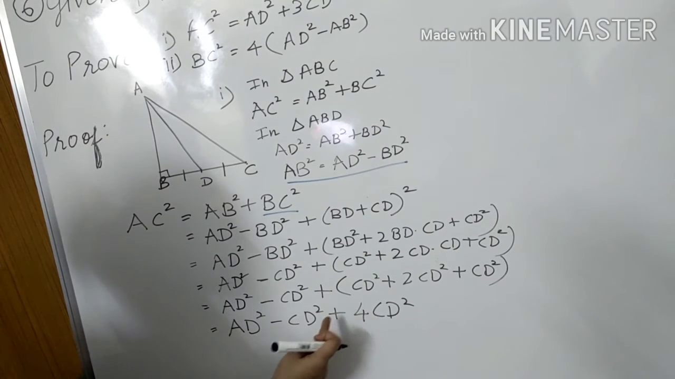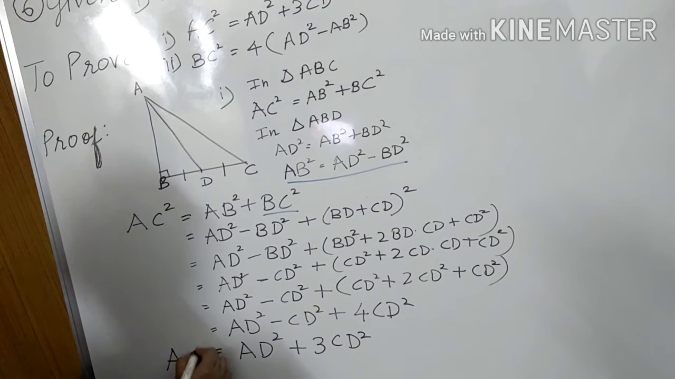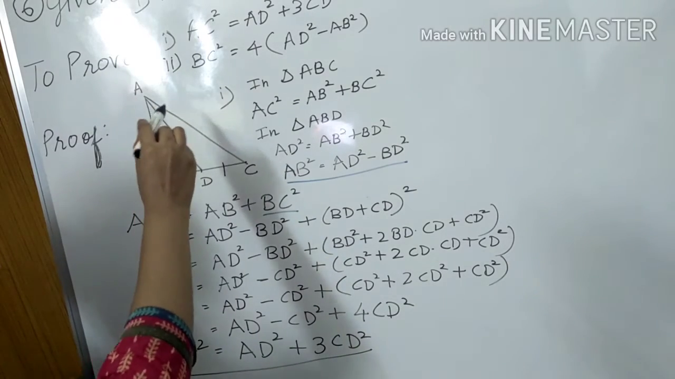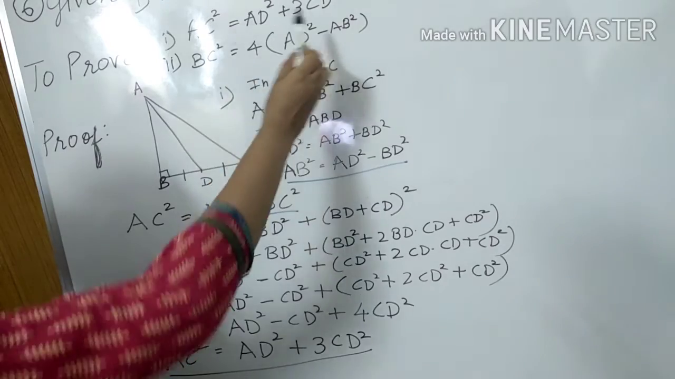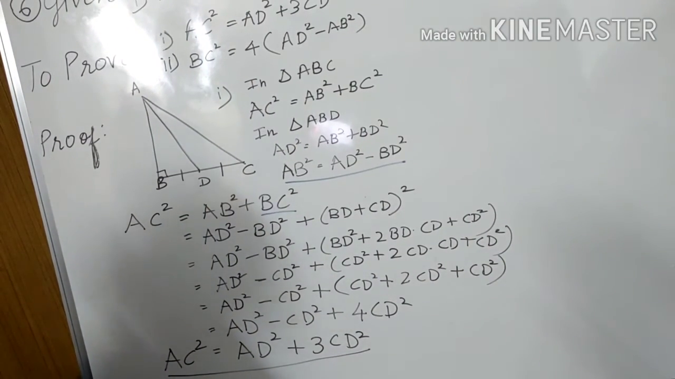Now 4 CD square minus CD square, so it becomes AD square plus 3 CD square. So here we have come to an end of our result number 1, that AC square is equal to AD square plus 3 CD square, which we wanted to prove in our result number 1. Now students, we will solve our second result of question number 6.